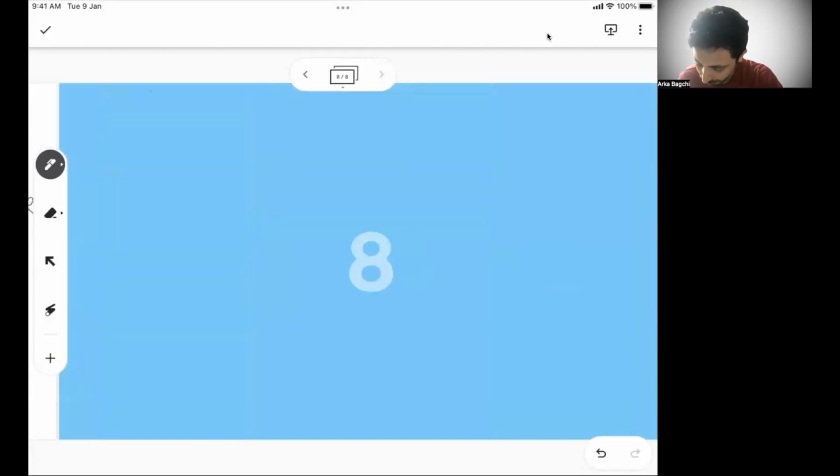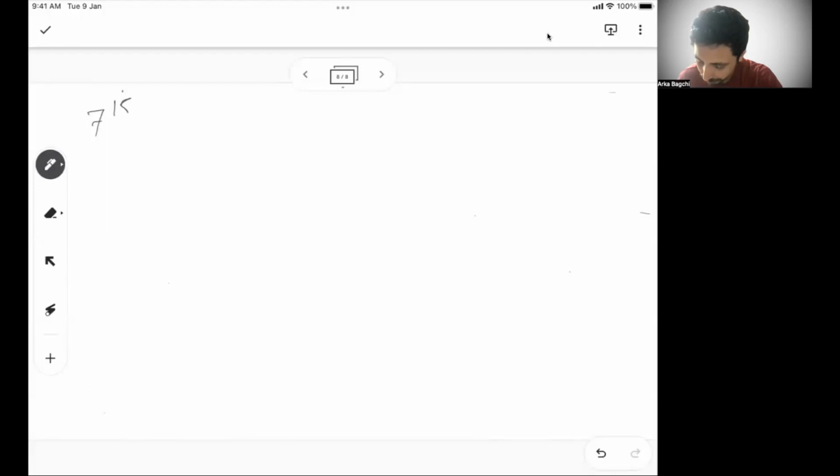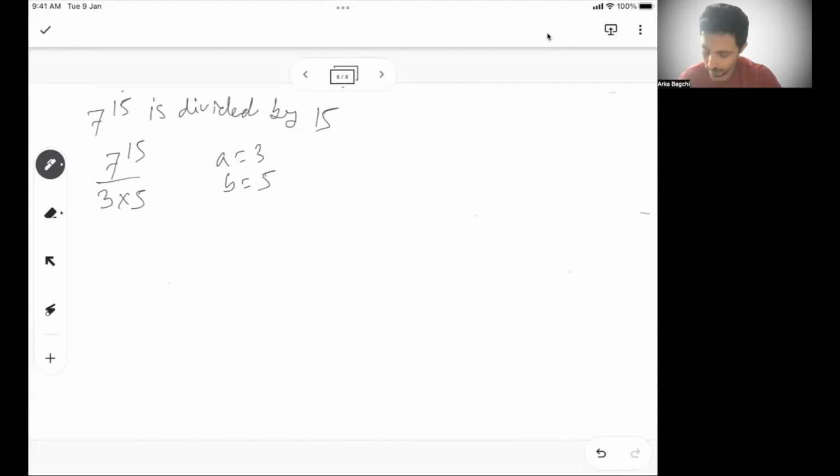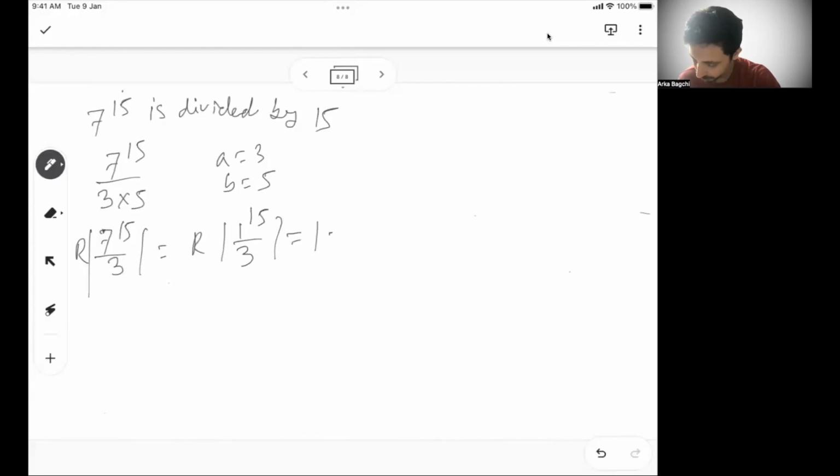Let's take an example. Let's say 7 to the power 15 is divided by 15. What is the remainder? 15 I can write as 3 into 5, so my a is 3 and b is 5. Now if I do 7 to the power 15 by 3, what will be my remainder? My remainder is the same as 1 to the power 15 by 3, or 1. So this is my r1.